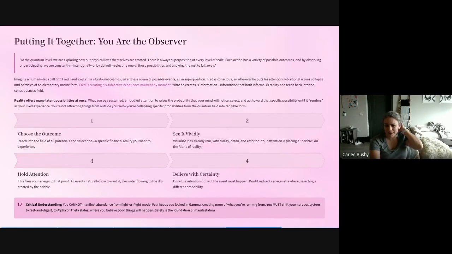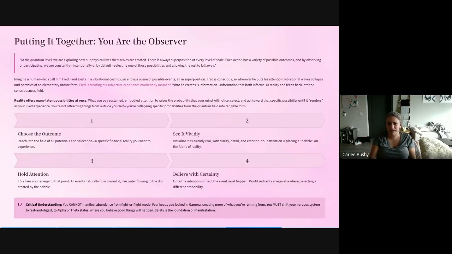Okay, so now we're pulling it back to manifesting your wealthy reality. We put all of this together: all the neuroscience, all the psychology, all the physics. When we combine this, what we see is that our reality offers many possibilities at once. There are many different possibilities out there. But what you put your sustained, very clear attention and intention on will increase the probability that that possibility will become reality.